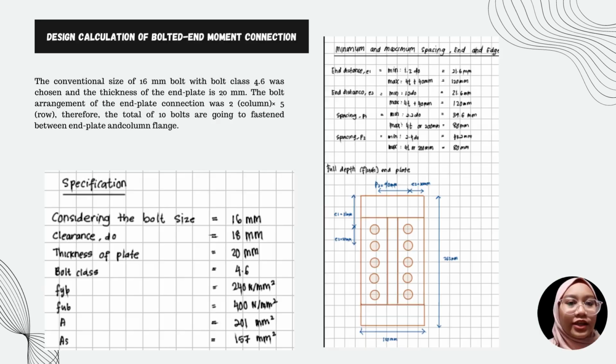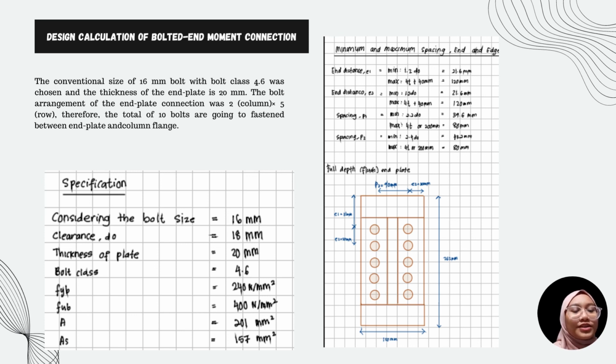Assalamualaikum, I am Nuri Zayan. In this chapter, I want to present the design calculation of bolted and moment connection. The conventional size of 16 mm bolt with bolt class 4.6 was chosen, and the thickness of the end plate is 20 mm. The bolt arrangement of the end plate connection was 2 columns times 5 rows. Therefore, a total of 10 bolts are going to fasten between end plate and column flange.